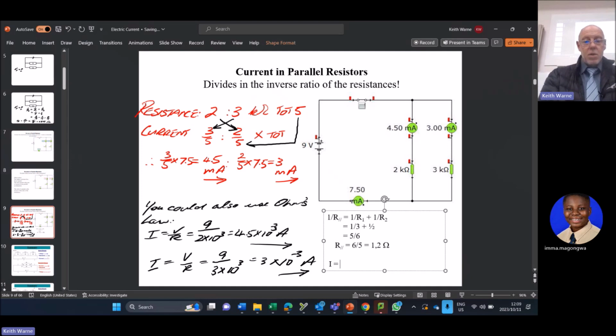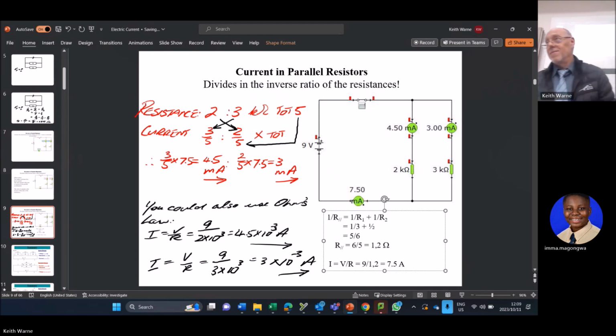I is equal to. Now, if we're talking about the whole circuit, what's the voltage in the whole circuit? What's the resistance in the whole circuit? What is 9 divided by 1.2? Let me do quick mental arithmetic. I think it's equal to. Happy?